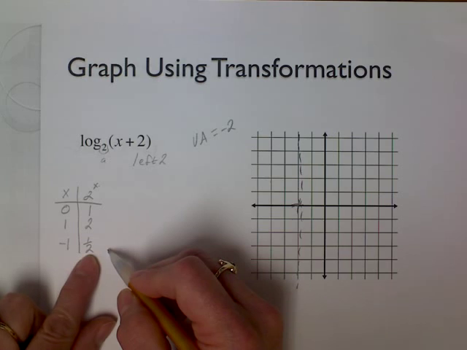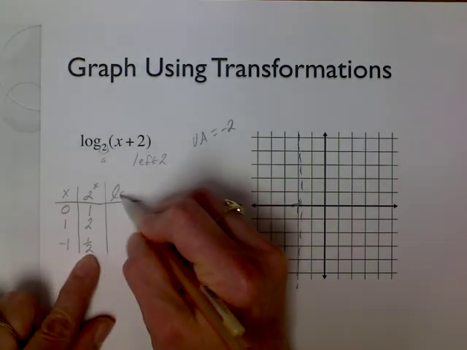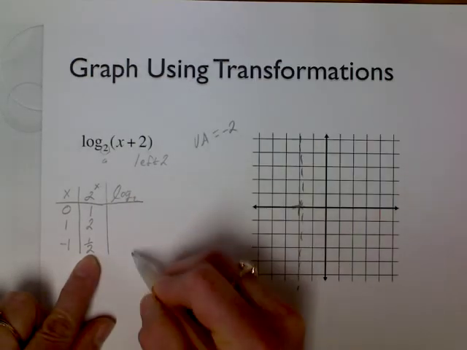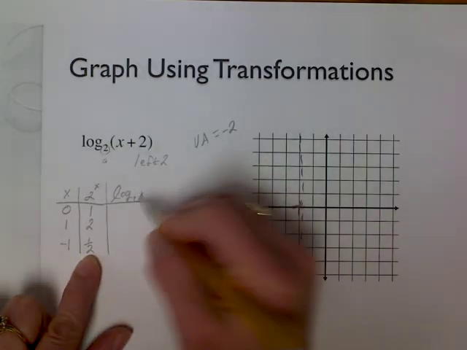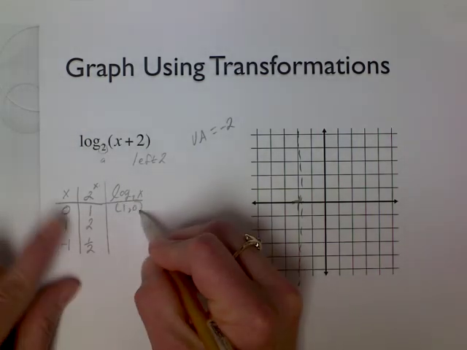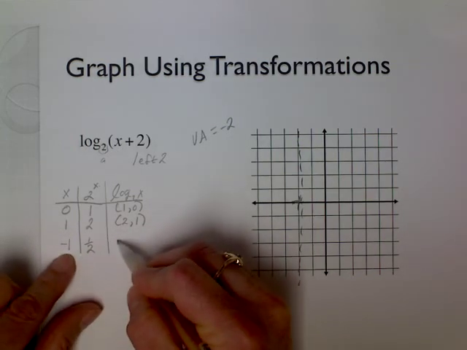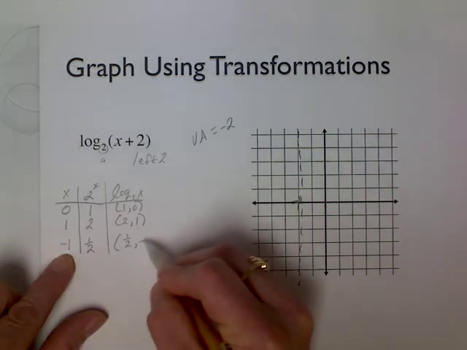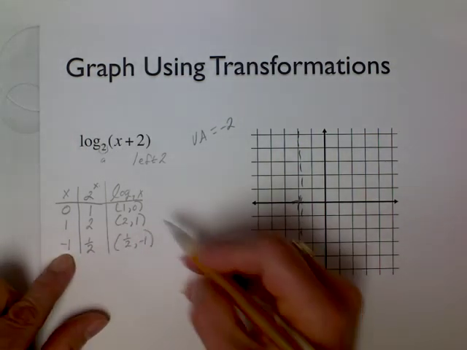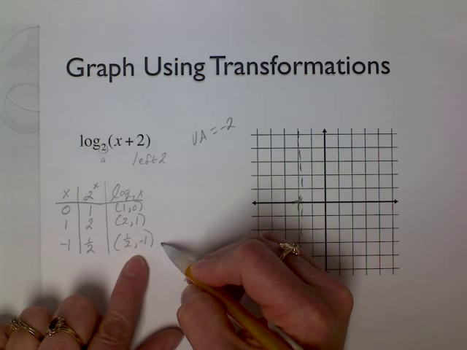But wait, this is the inverse. So I'm going to flip those, and we're going to do log base 2. So instead of (0, 1), it goes through (1, 0). Instead of (1, 2), it goes through (2, 1). Instead of (-1, 1/2), it goes through (1/2, -1). Be sure you know where those are coming from. We just flipped the x and y coordinates because we are doing the inverse.